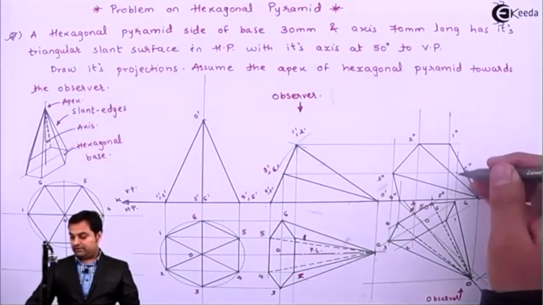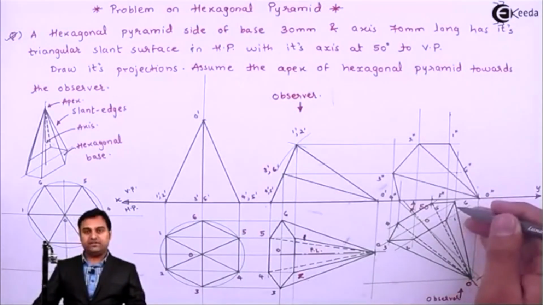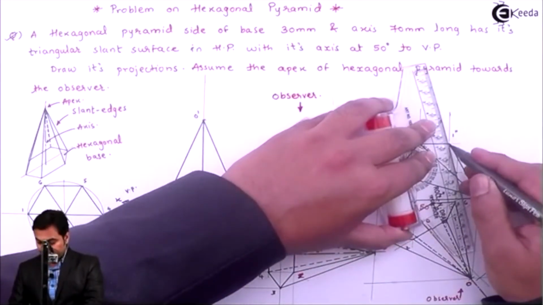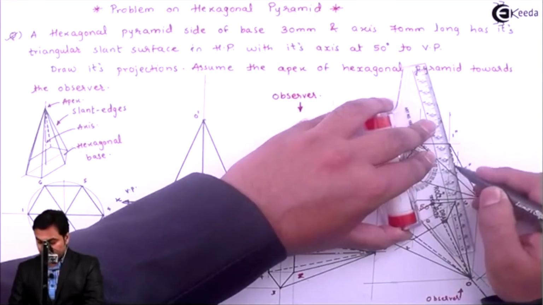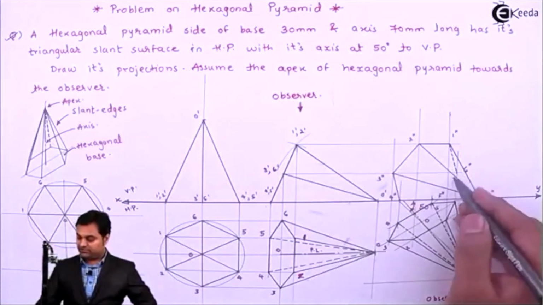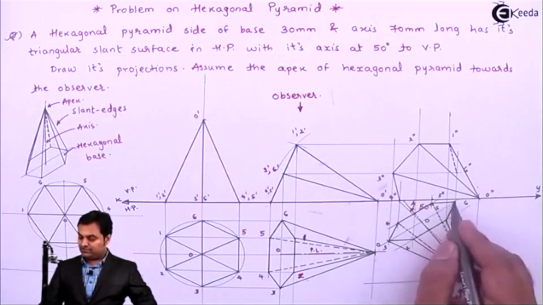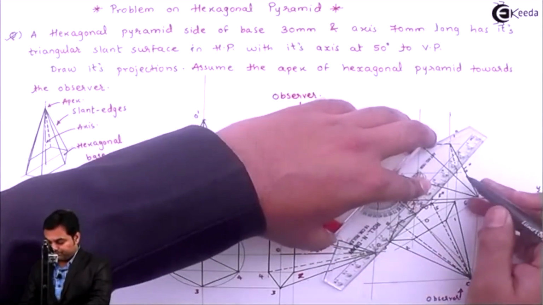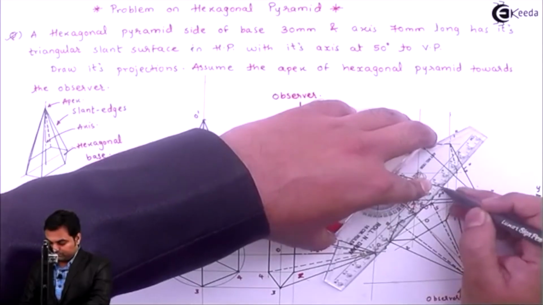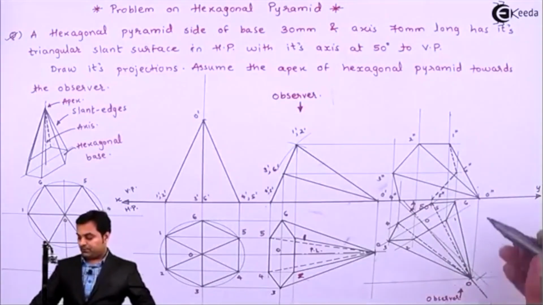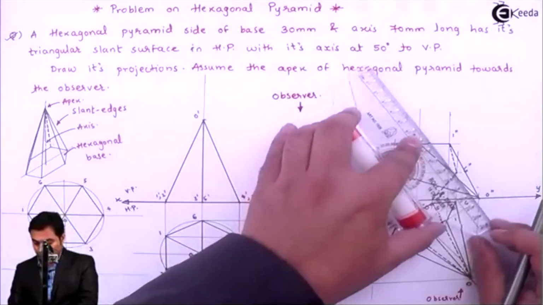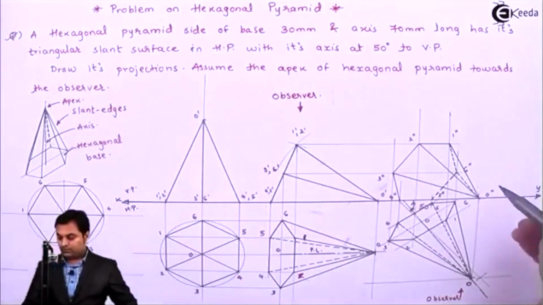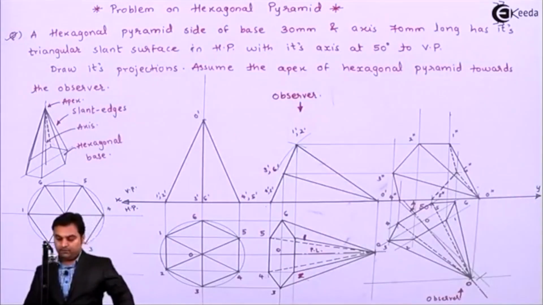Then connecting 6 with 1, because this edge is far away from the observer, so that will be hidden, drawing it with a dotted line. Similarly, the edge 6 double dash 5 double dash, 5 to 6 is going behind, so that will also be hidden. Then connecting 6 double dash to O double dash. So these two triangular faces are hidden from this condition.